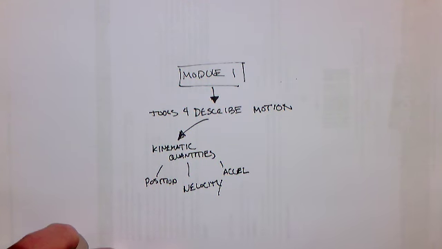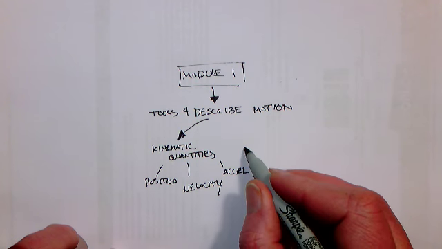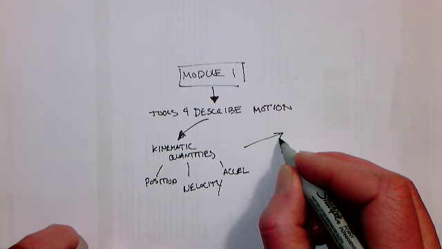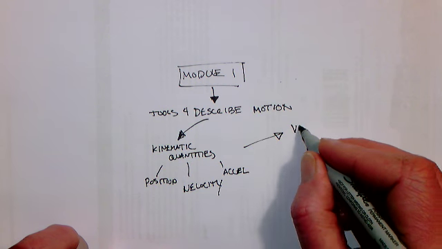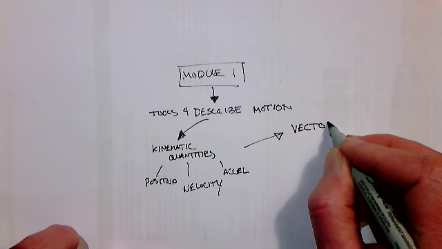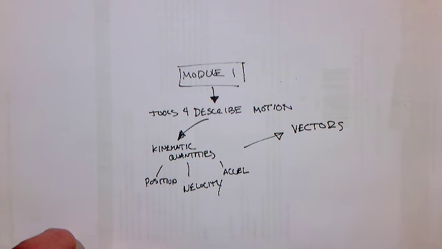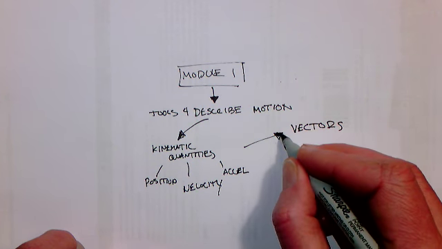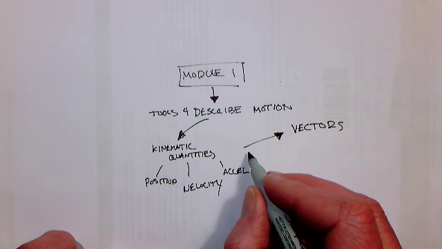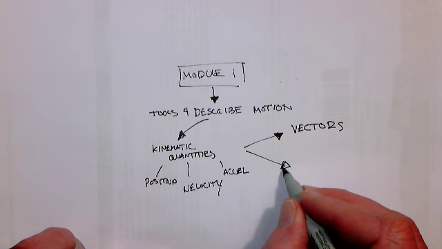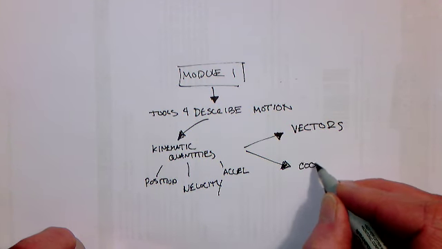We also are going to want to be able to describe those quantities mathematically. To do that, there are a couple of tools that are going to be necessary. One set of tools are tools around vectors, right? All of these are vector quantities, and so we're going to want to be able to work with vectors. And related to working with vectors, we also are going to have to be able to work with coordinate systems.